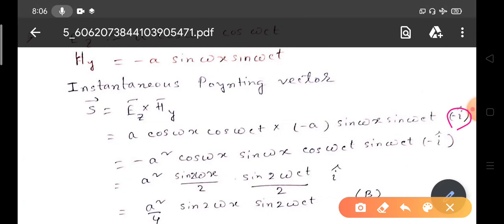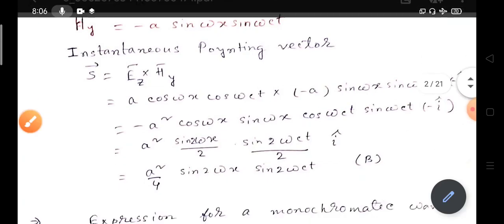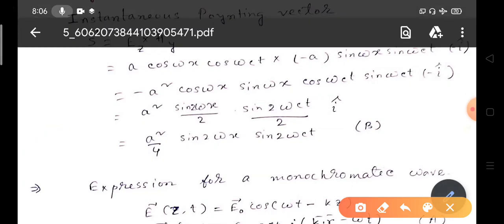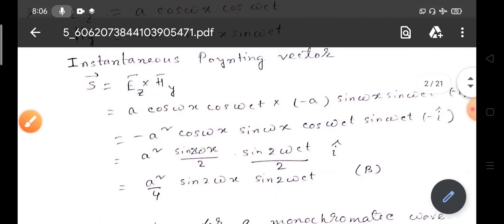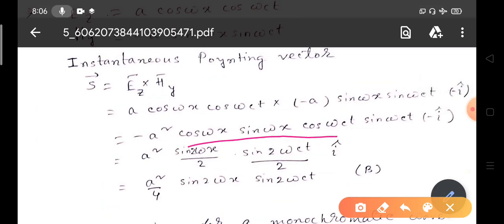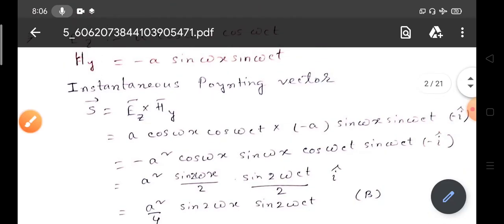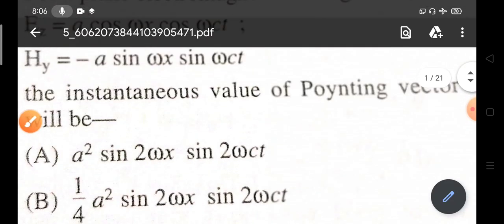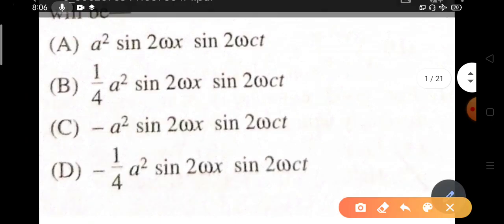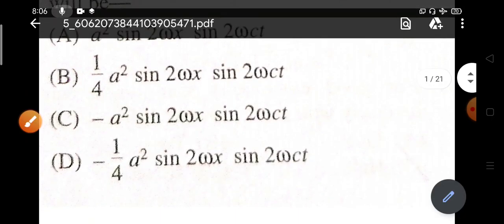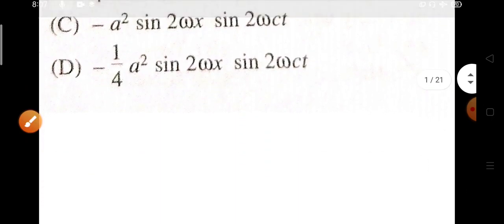After multiplication and simplification, we get that the value of the Poynting vector is A squared by 4 sin 2ωx into sin 2ωct. I have simply multiplied everything and done some simple simplifications. So option B is correct: 1 by 4 A squared sin 2ωx into sin 2ωt.